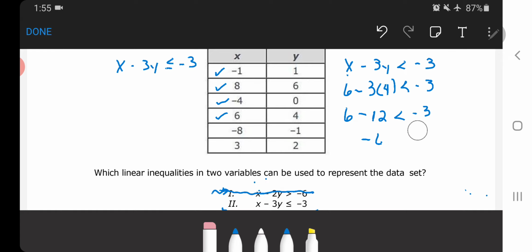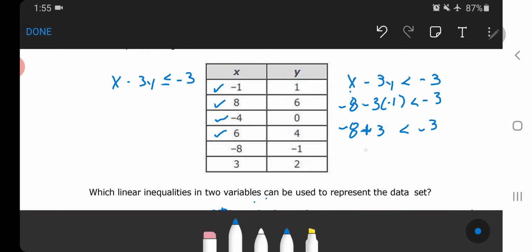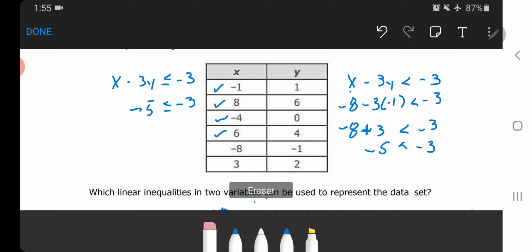Alright, once again, guys, we're almost there. Almost done. I know it's tedious. But just 2 more points to plug in. So we get negative 8 minus 3 times negative 1 is less than negative 3. So negative 8, well, negative 3 times negative 1 is a positive 3. So plus 3. And negative 8 plus 3 is negative 5. And negative 5 is less than negative 3, just like negative 5 is less than or equal to negative 3. Okay. So far, so good. We got one last point to check.